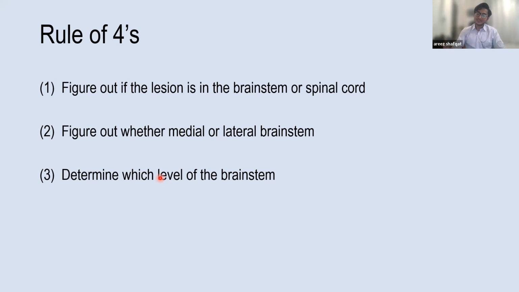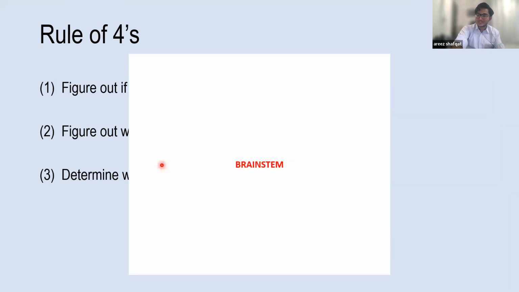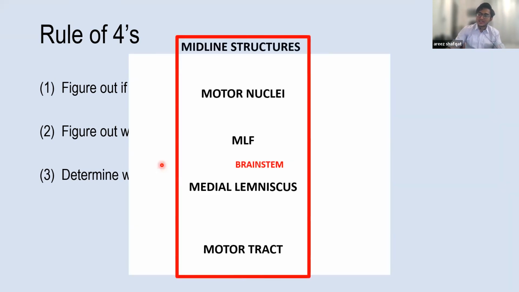But you also have to figure out whether it's medial or lateral. So the way I usually have learned it is if I draw a brainstem here, you have midline structures that begin with M, right? So the middle structures begin with an M: motor nuclei, medial longitudinal fasciculus, medial lemniscus, and motor tract. And these motor nuclei are the somatic nuclei, all right? So these are 3, 4, 6, and 12: oculomotor, trochlear, abducens, and hypoglossal.